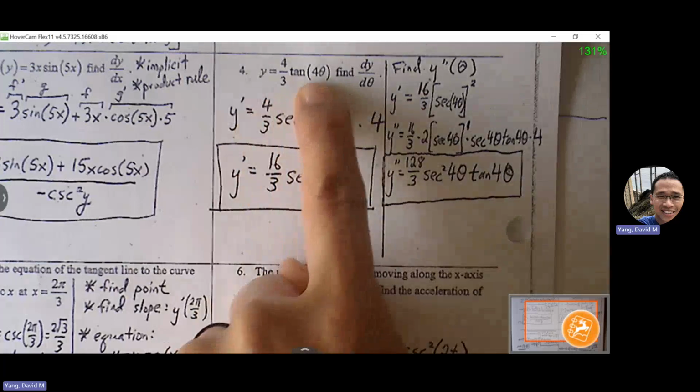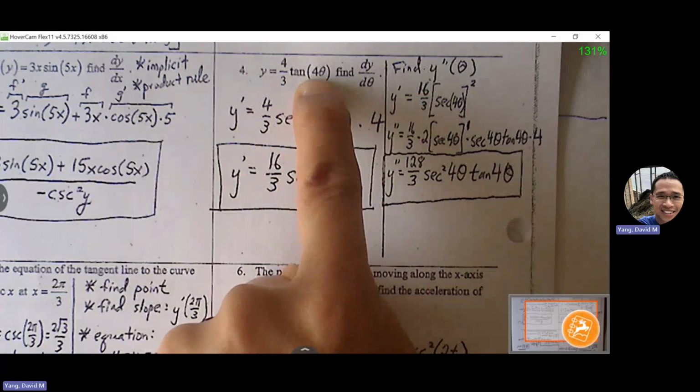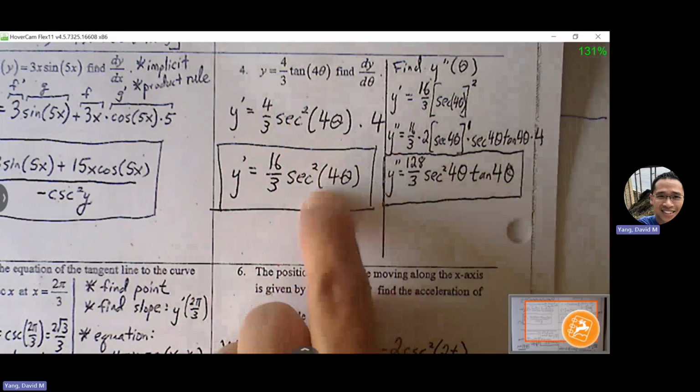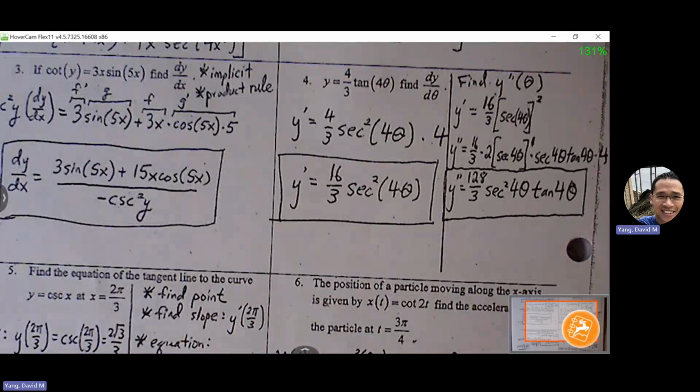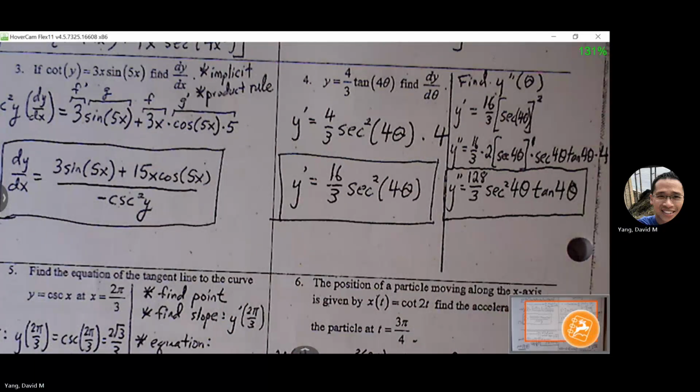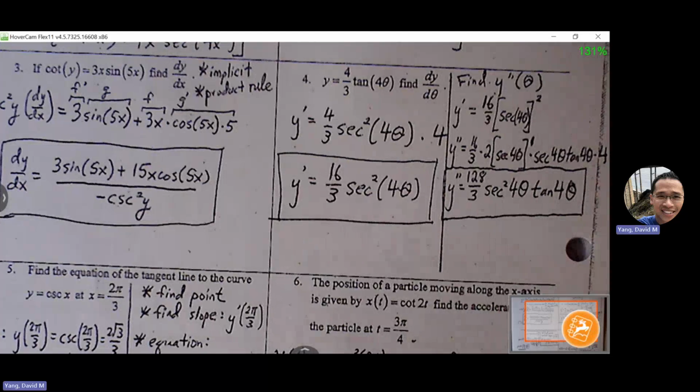So sorry, I copied the problem wrong here. I didn't include that 4 theta. So a lot of the chain rule portion was left out, but that's okay. You don't have to go back and redo everything. Just want to point that out. Right, your key is on page 16.